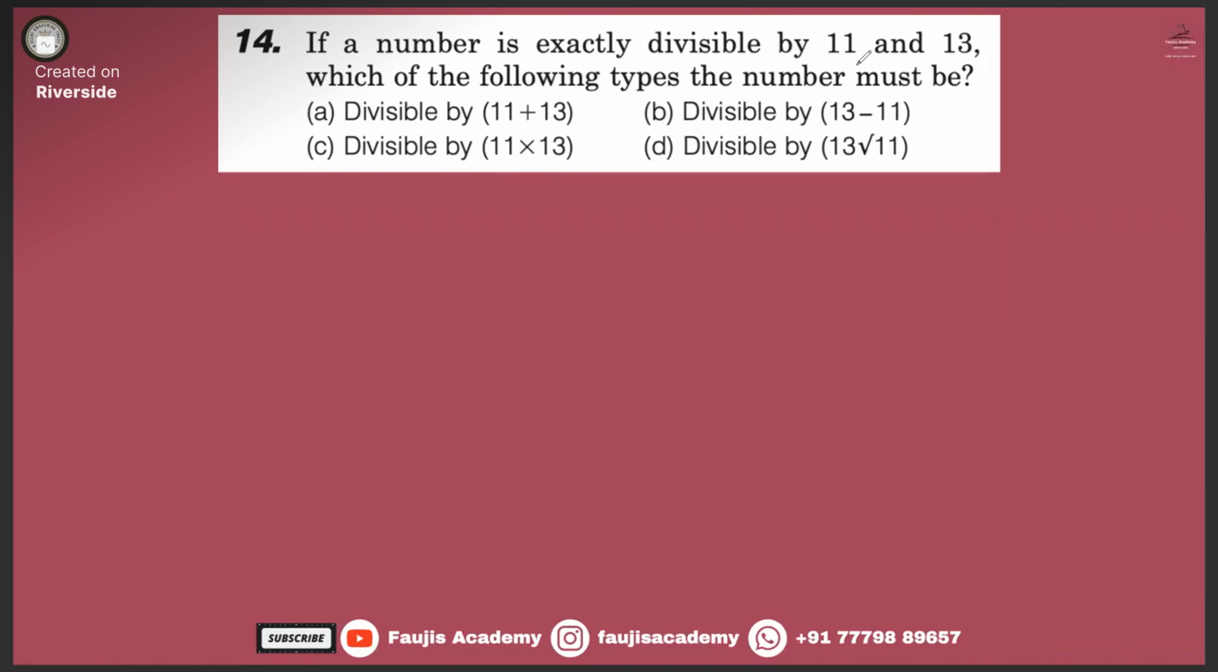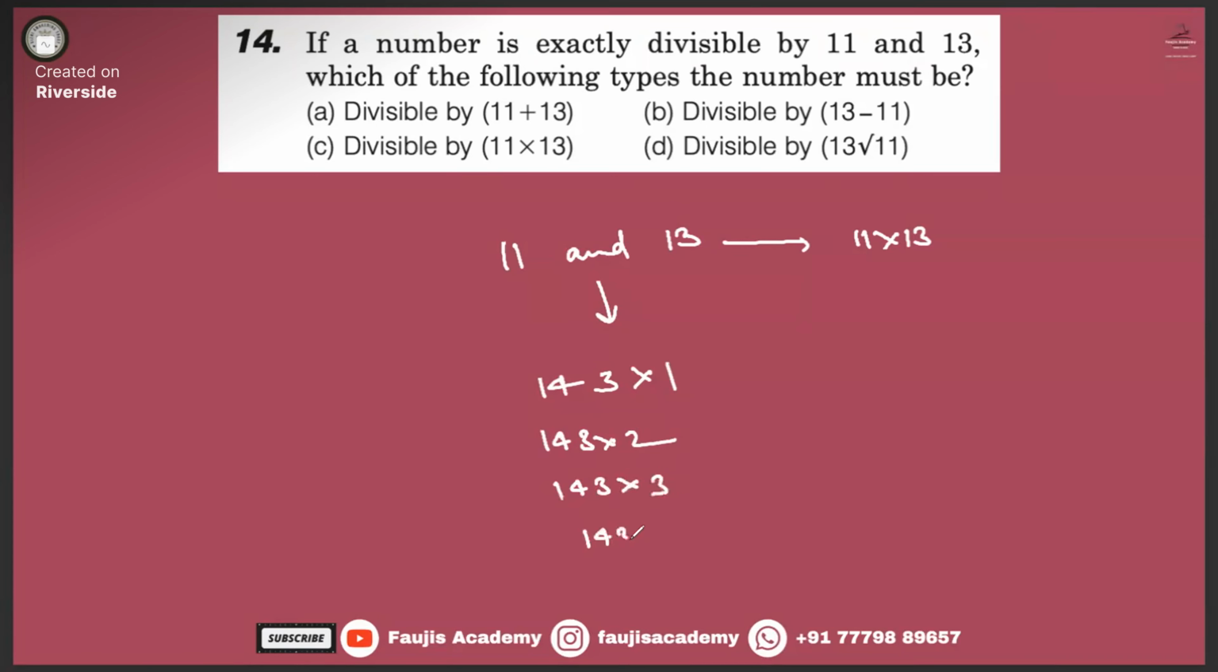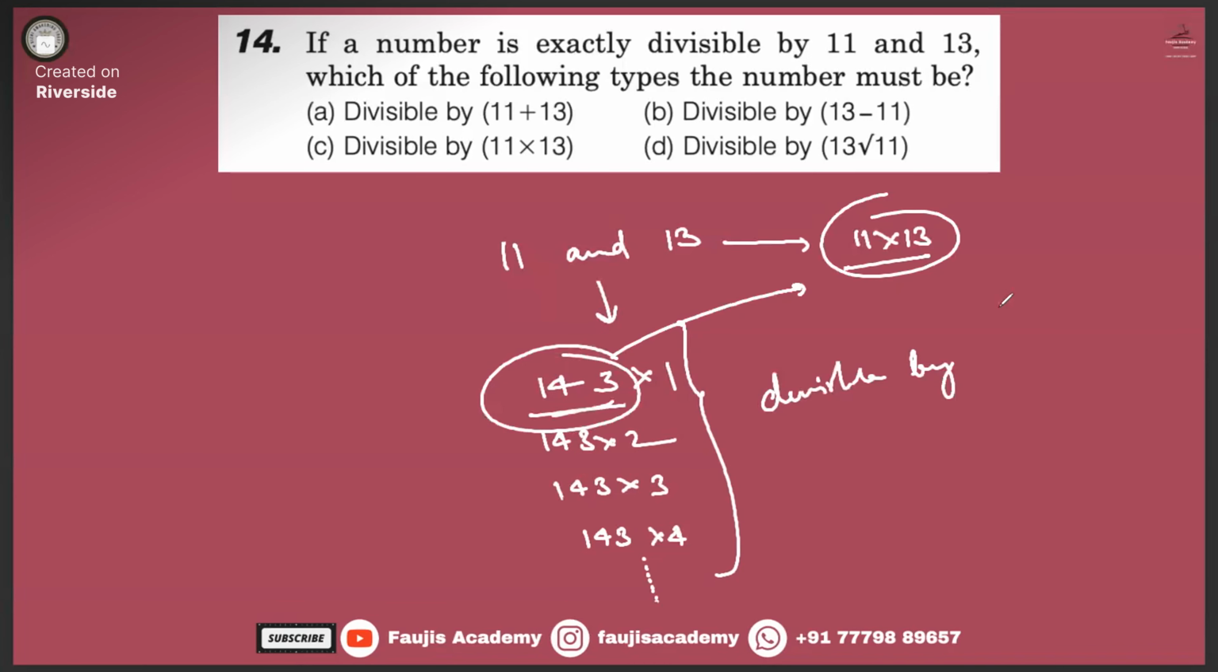Just look at the operations, and what I mean by operations is the symbols that are there. Sir, option C. Absolutely, option C, and no other answer option is possible. If the number is exactly divisible by 11 and 13, that means it has to be divisible by 11 into 13. What is 11 into 13, guys? 143, right? And let's keep on multiplying it: 143 into 3, 143 into 4, and so on.